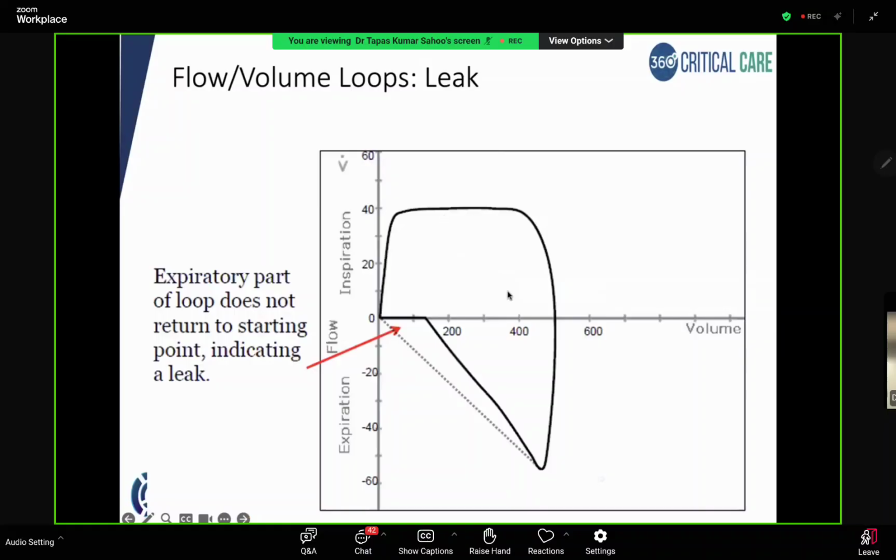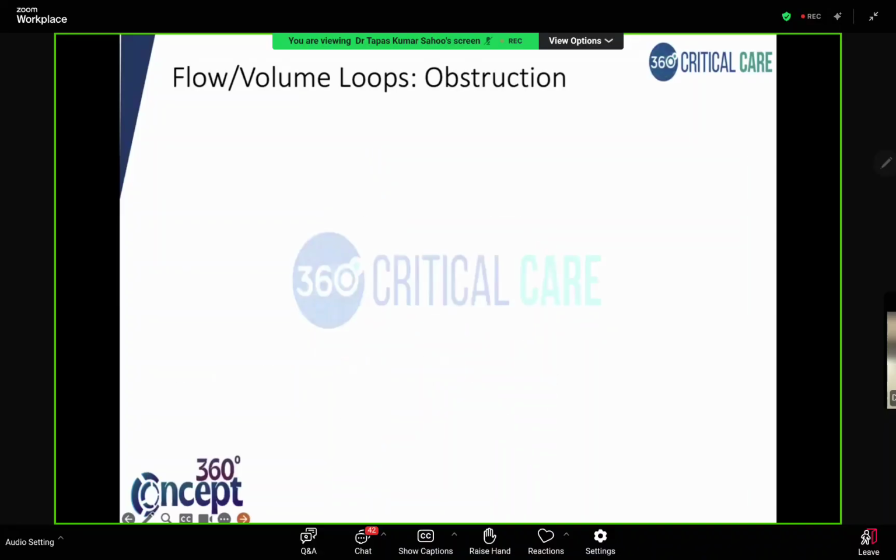Now coming to the picture. Here is inspiration, now the expiration. The expiratory part of the loop is not returning to the starting point. That means there is a definite significant leak happening. Okay, and you can also quantify the leak, how much volume is actually being lost. So it should be 450, but here you are losing almost 250. So that means it is not reaching the baseline.